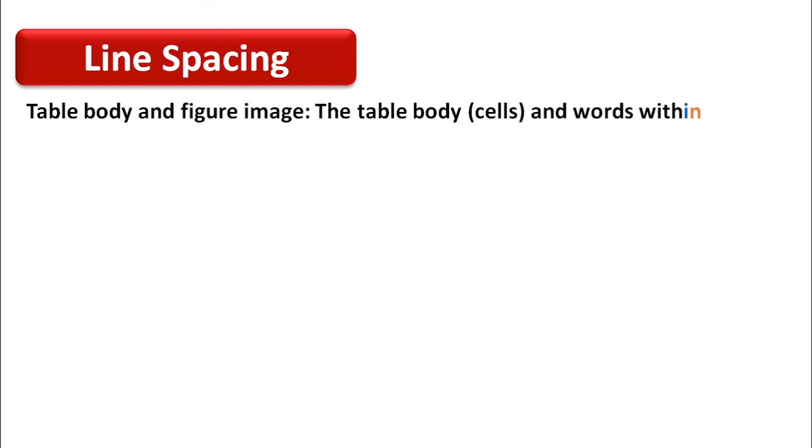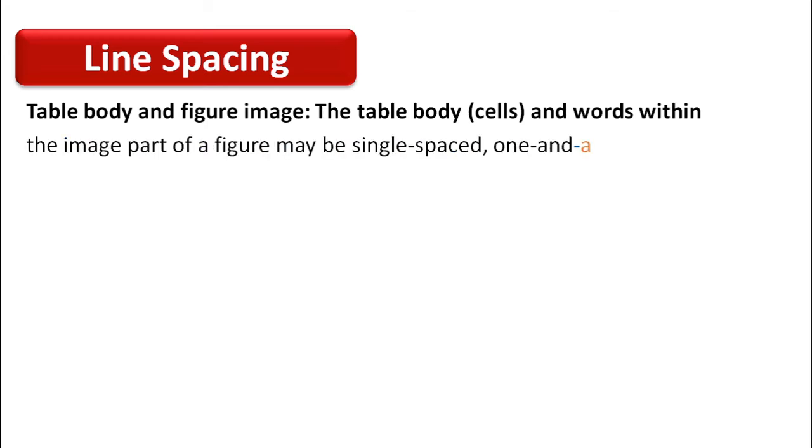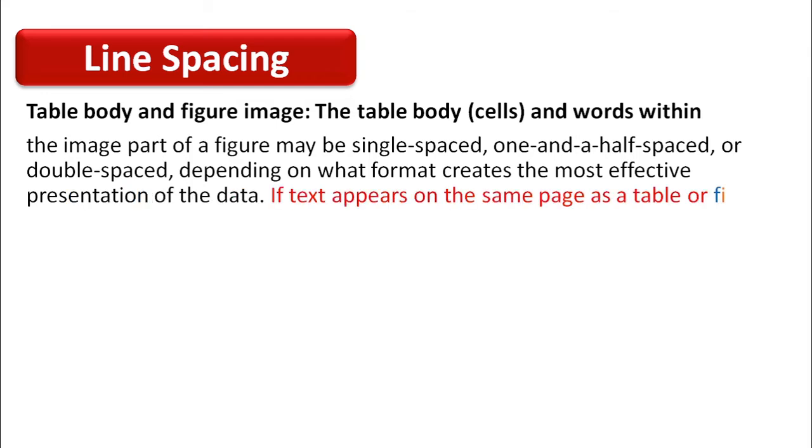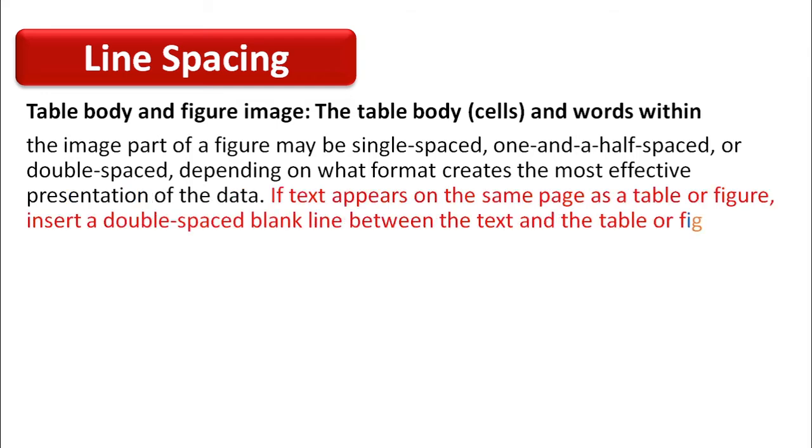Table body and figure image. The table body and words within the image part of a figure may be single spaced, one and a half spaced, or double spaced, depending upon which format creates the most effective presentation of the data. So for the table, we will not use double line spacing. We will use the spacing which will make the table appear best in presentation. If text appears on the same page as a table or a figure, insert a double spaced blank line between the text and the table. So table and text will have a double spaced blank line.